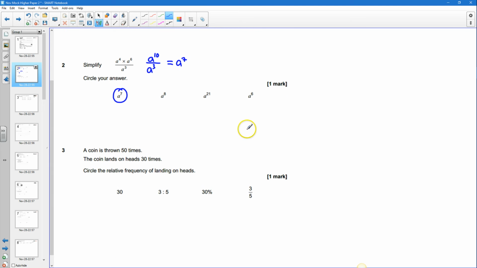Okay, question 3 says a coin is thrown 50 times, the coin lands on heads 30 times. We want the relative frequency of it landing on heads. So the relative frequency is like an estimate of the probability, and it happens 30 times out of 50. So it's going to be 30 50ths. So 30 times it lands on heads out of 50 trials altogether. 30 50ths is going to be the same as 3/5. So it's going to be that one there.